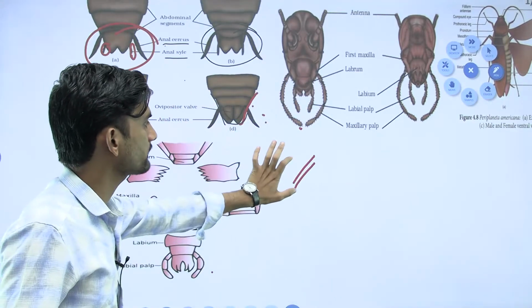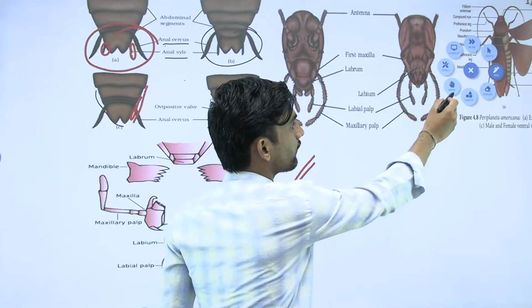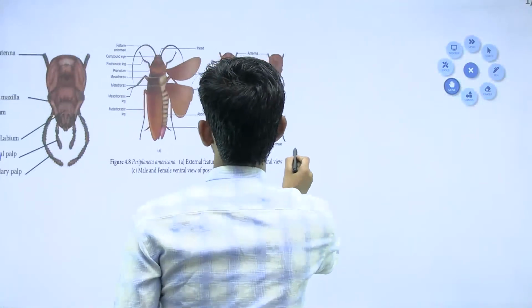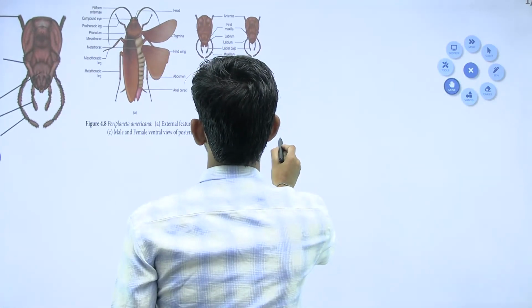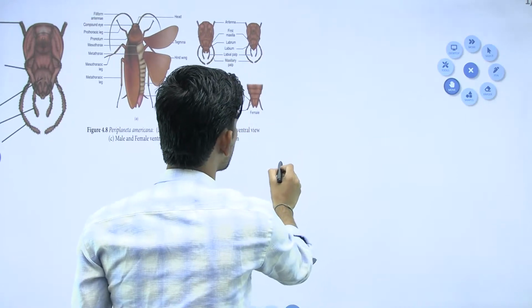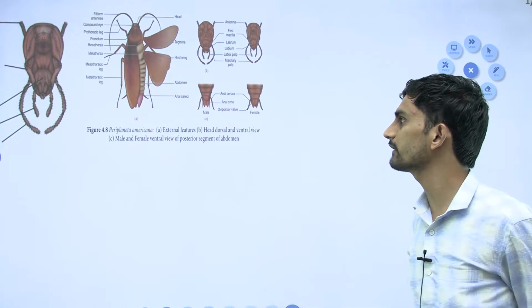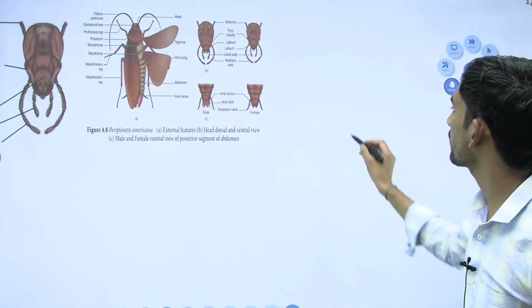When you come across the structure of the cockroach in morphology, concentrate on it, this is very important. Compulsorily, you have to remember the dorsal and ventral view of the cockroach structure. So what are you going to observe?